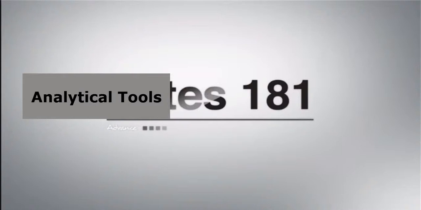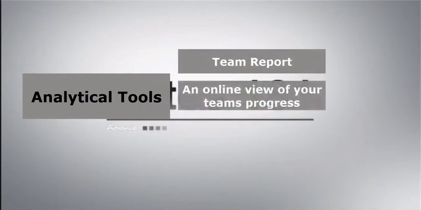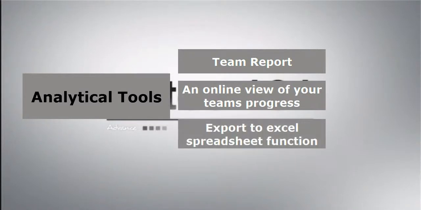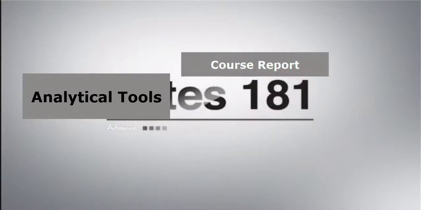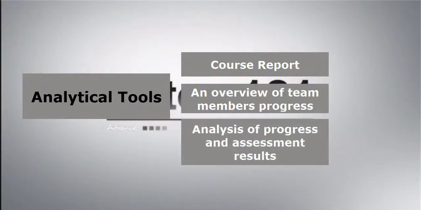These included the Team Report option, a way of monitoring your team's progress in an easy-to-view online format, with the option to export the results to an Excel spreadsheet. The Course Report option, which enables you to view the progress of team members that have been allocated the same course, allowing you to analyse their training progress and compare assessment results.